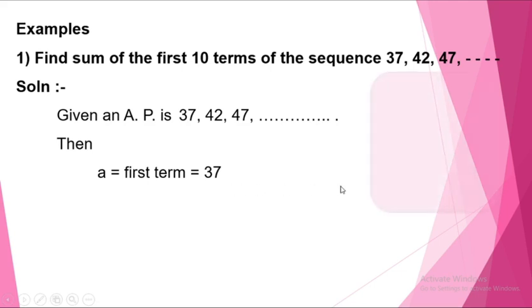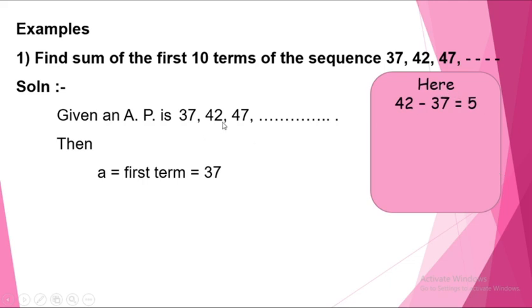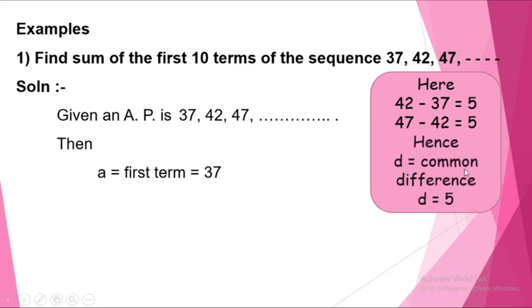Now we have to find out its common difference. For that we take the term and its previous term, that is 42 minus 37 is equal to 5. Also, next 47 is the term, 42 is the previous term, hence it will be 47 minus 42, which is equal to 5. The difference is the same. Hence the common difference D is equal to 5.